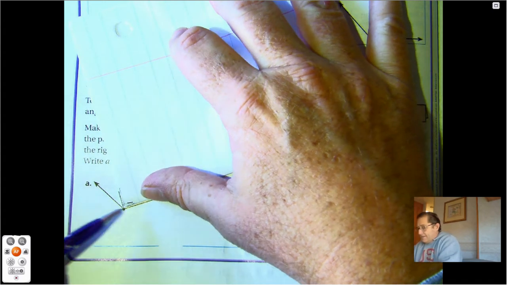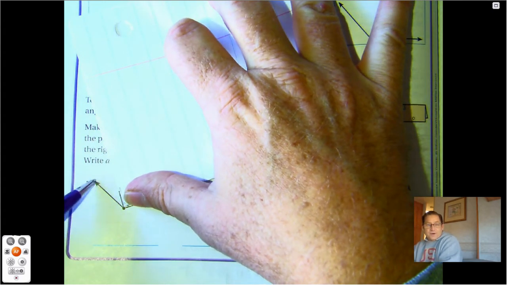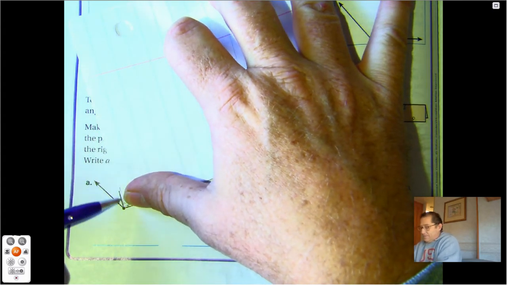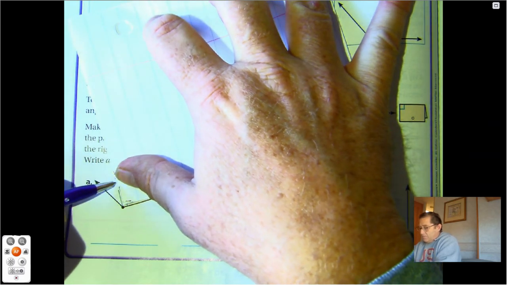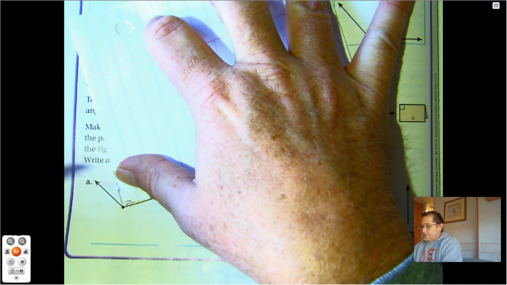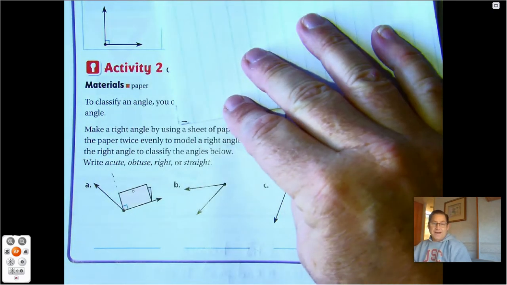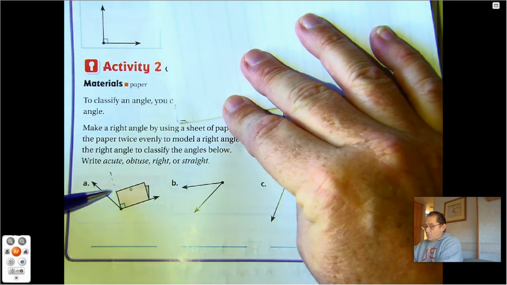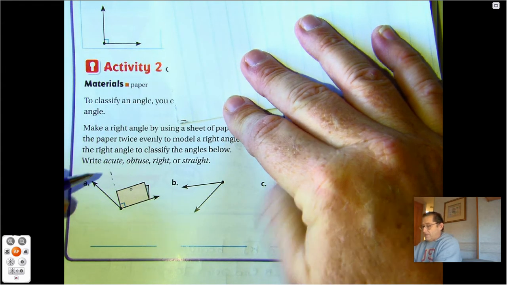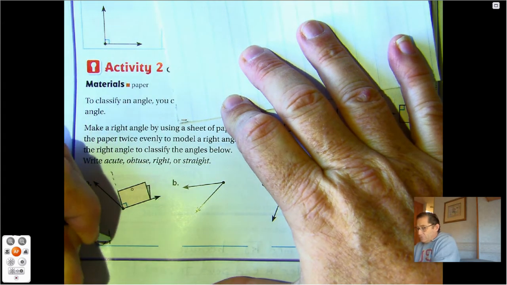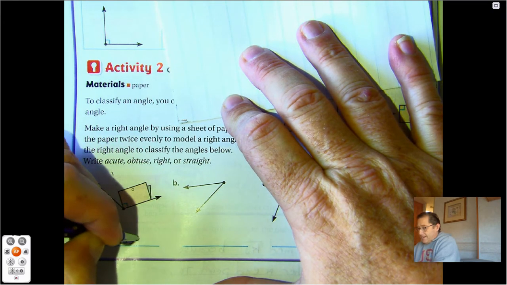Okay. And then you notice that this part here does not line up here. If I was to draw the right angle, so that would make that a right angle. This is open wider. This part here is wider than the right angle. So we're going to call that an obtuse angle.